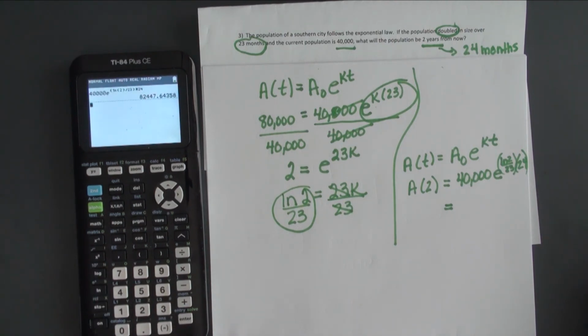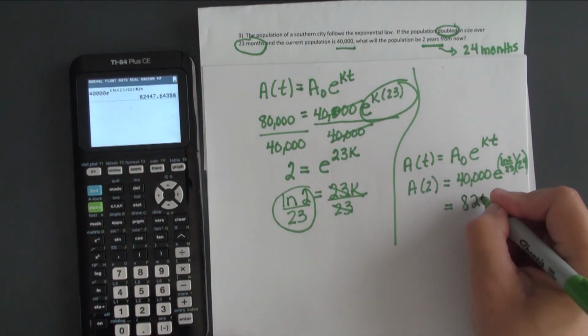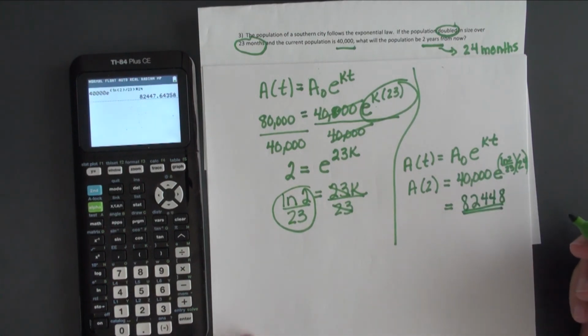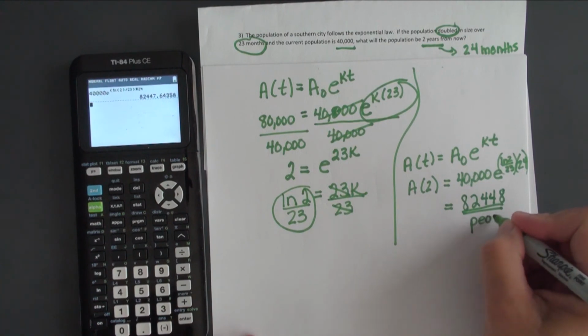And we get 82,448 if we round up to the nearest person. So 82,448 people.